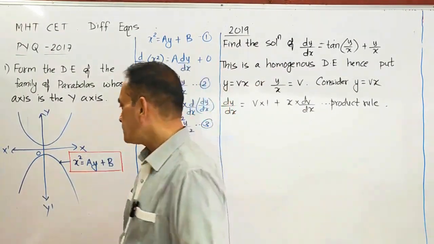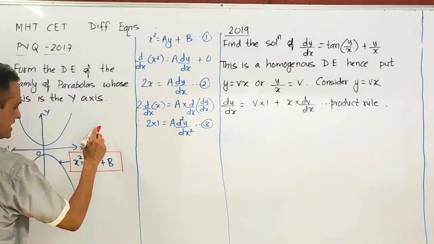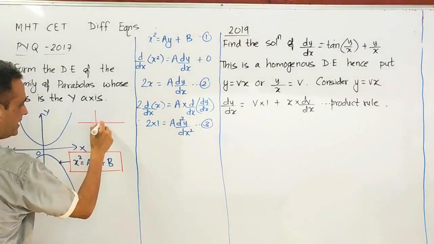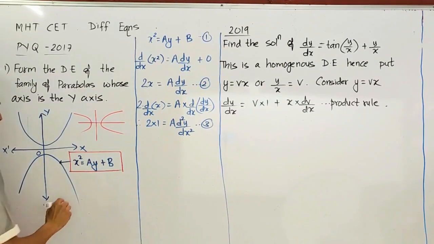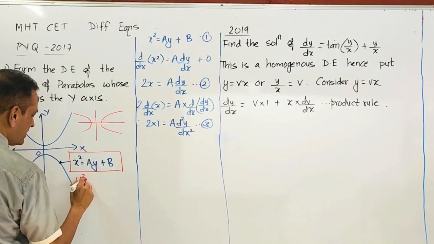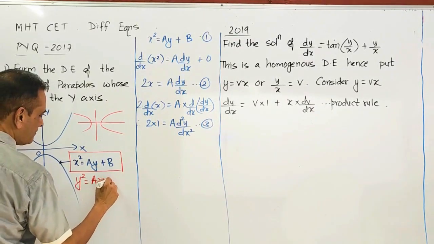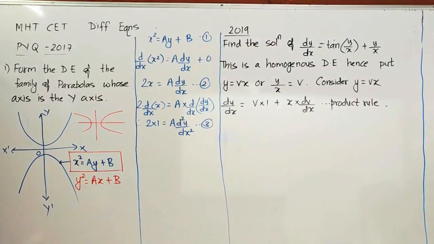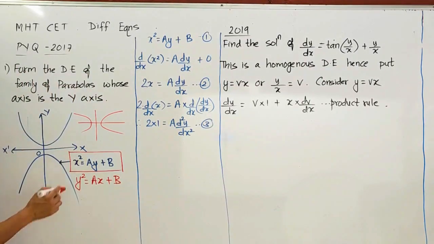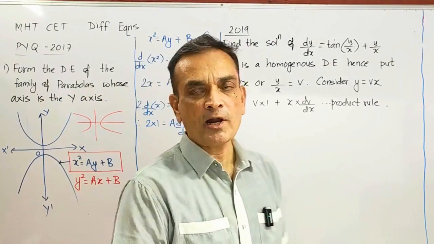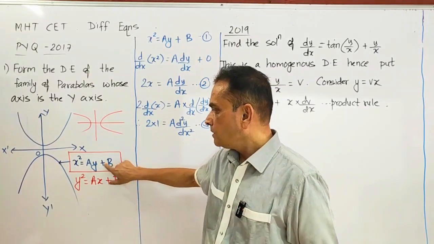If the parabolas were symmetrical about the x-axis, like this, this is the x-axis, then their equations are y squared is equal to ax plus b. If the parabola was passing through the origin, they would have mentioned that. In that case the equation would have been x squared is equal to ay only, but it is not mentioned, therefore the additional b has to be taken, right?